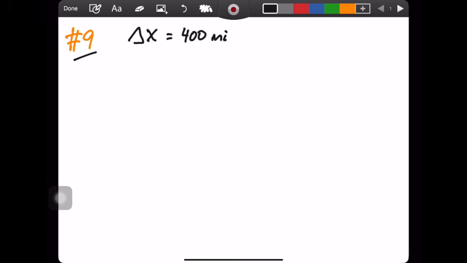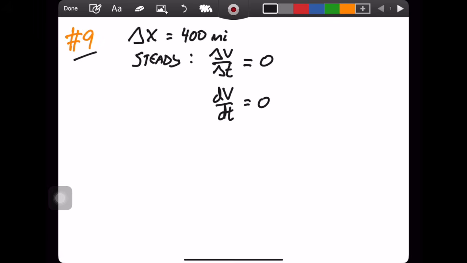So we have Alan, and we're told that Alan is driving a steady 47.0 miles per hour. And here's the key. Steady means that the velocity is not changing, which is to say the change in velocity over the change in time is equal to 0. You could go even more specifically and say dv/dt, the instantaneous time rate of change of velocity, is also equal to 0.